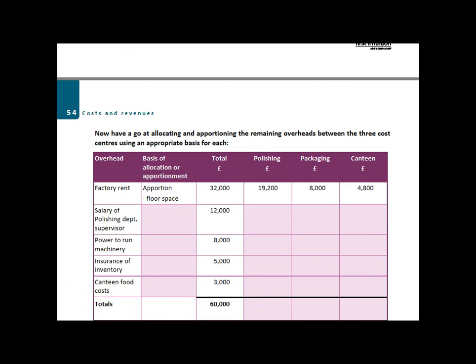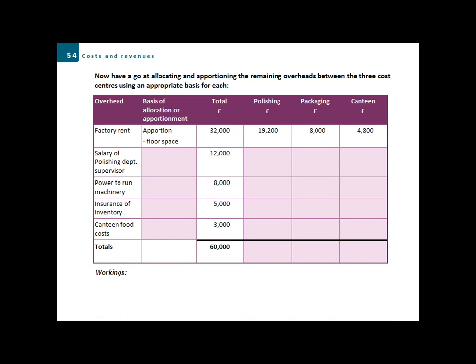On the next page, you'll see we've got a table we can now complete, where for factory rent, we decided to apportion it based on floor space, a total of 32,000, and we then apportioned it 60% to the polishing department, which was 19,200, 25% to the packaging department, which was 8,000, and the remaining 15%, or 4,800, going to the canteen, and we did our double check that those numbers add up. I've hopefully given you a bit of a start on how this works.